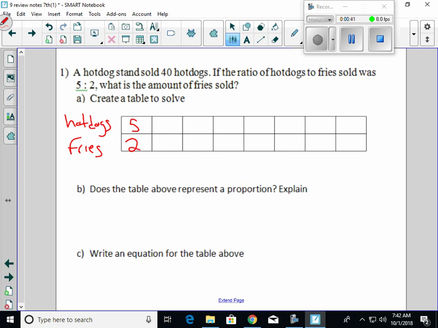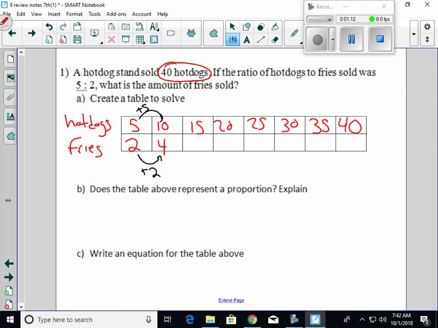Okay, so every time I add 5 hot dogs to my list, I'm going to add 2 fries. So the top of this table is going up by 5. And every time the top goes up by 5, the bottom has to go up by 2. And I'm going to keep going with this table until I get up to 40 hot dogs. Okay, so 5, 10, 15, 20, 25, 30, 35, 40.